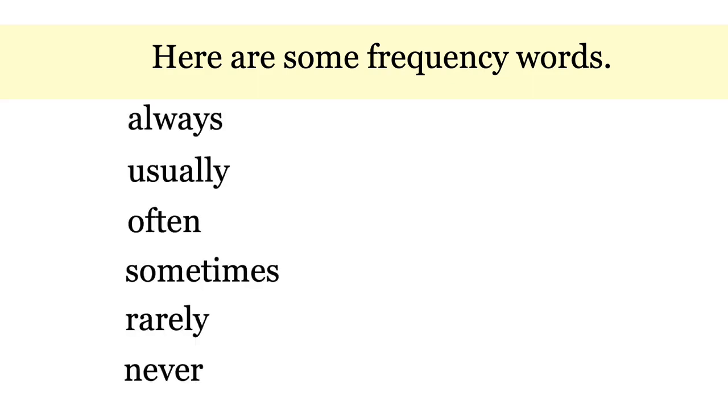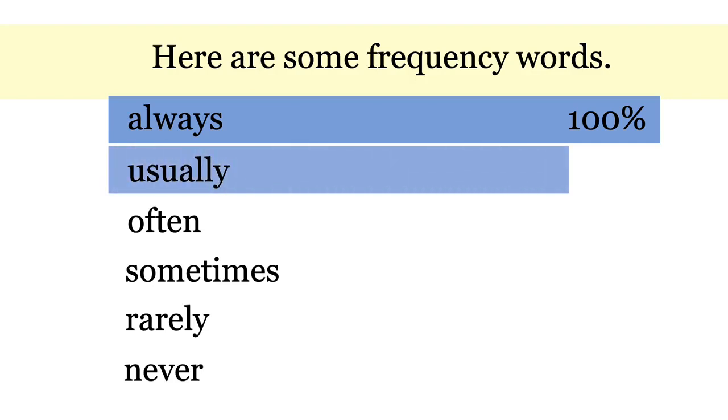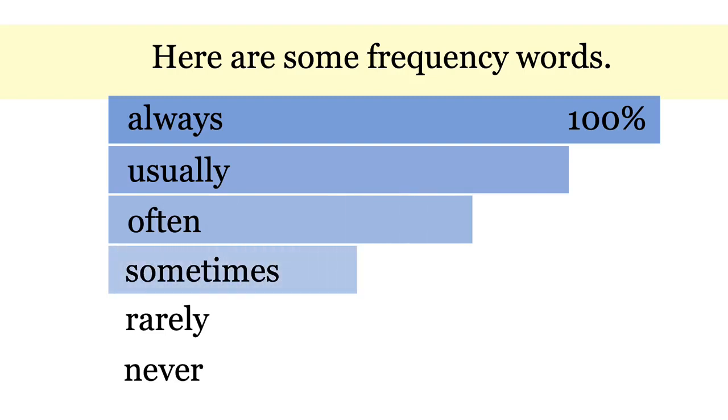Here are some frequency words. Always, usually, often, sometimes, rarely, and never. These tell how often something happens. Always, 100% of the time. Usually, a lot of the time. Often, almost the same as usually. Sometimes, a little less. Rarely, doesn't happen often, almost never. And never is 0% of the time.